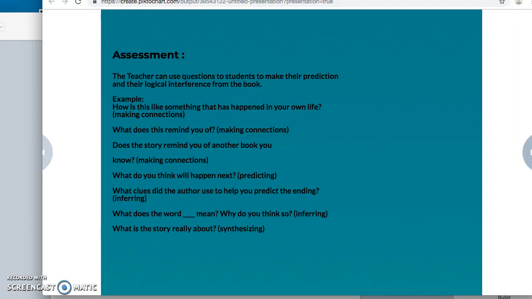That's prediction. What clue does the author use to help you predict the ending? That is inferring. And what did the word mean? What do you think? So inferring again. And what is the story really about?